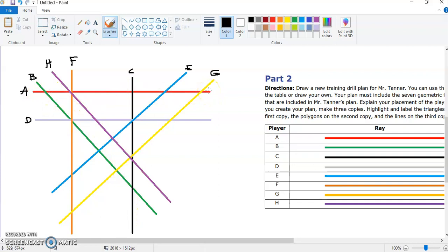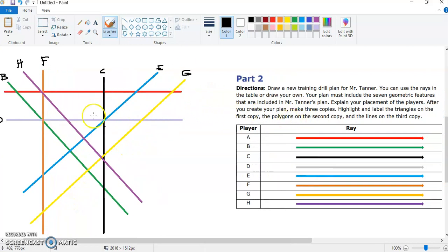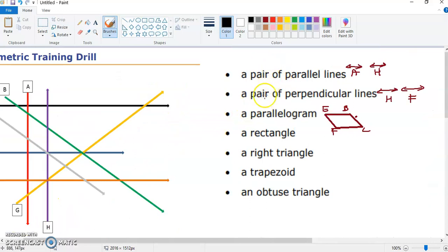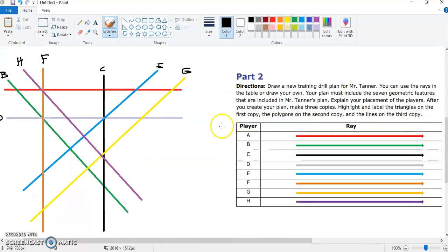So yeah, hopefully that gives you an idea of how to do this. This one's not meant to be complicated. Okay, it's going to say to make 3 copies, and you can if you want to, but if you just want to make 1 copy, and then label the different special geometrical shapes or lines, you can do that. So whatever you did for Mr. Tanner's up here, do the same thing for the ones that you create down here.